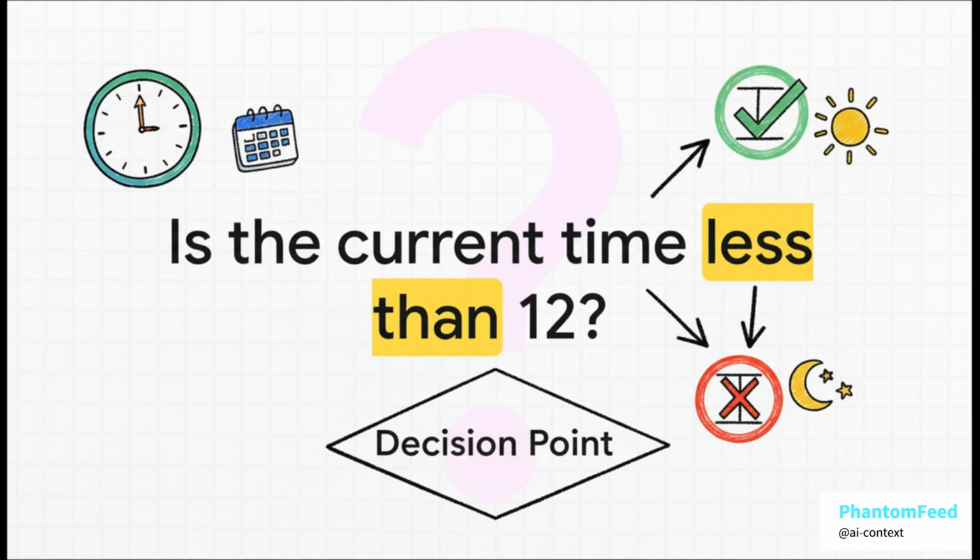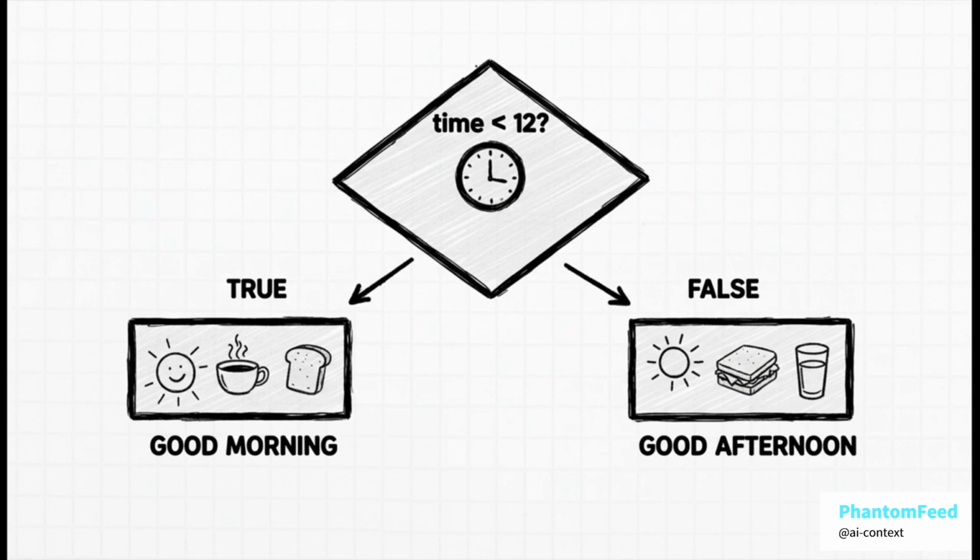Like, for instance, is the current hour of the day less than 12? The answer is only ever going to be one of two things, true or false. And based on that simple true or false answer, the program literally follows a different set of instructions. If the condition is true, it goes down one path and prints good morning. If it's false, it takes the other path and prints good afternoon. This is what we call an if-else statement, and it's totally fundamental to making decisions in your code.